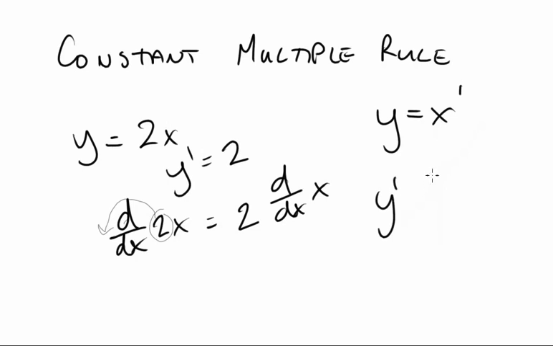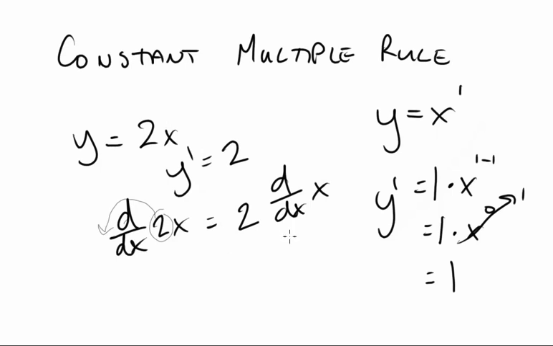So we're going to move our exponent to the front, so 1 times x, and then subtract 1 from the exponent, so 1 minus 1, or 1 times x to the 0. What's x to the 0? 1. So you get 1. Okay, that's the constant multiple rule.